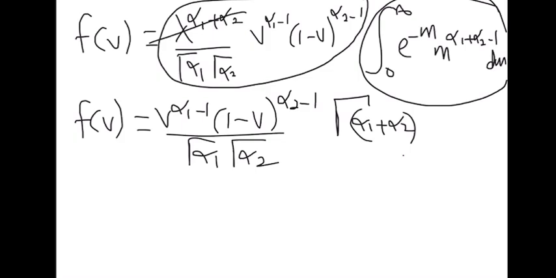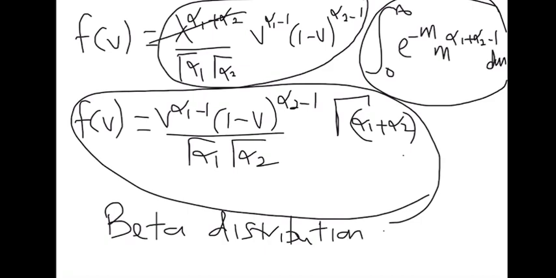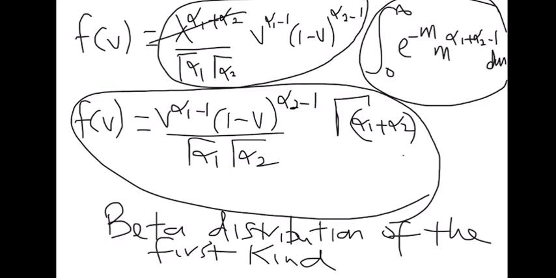If you take a look at this new distribution now that we got, this is called a beta distribution of the first kind. That's a new distribution that we just derived. Okay? That is a new distribution that we just derived.